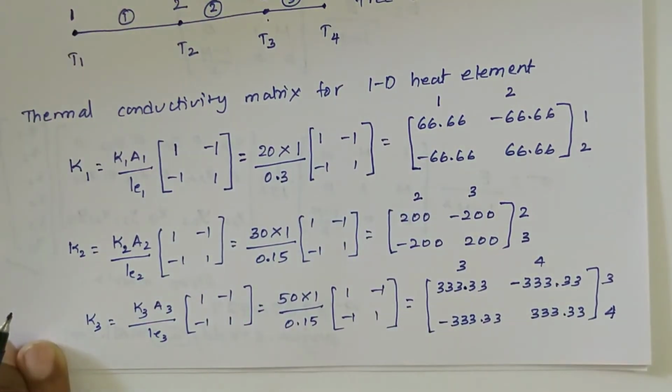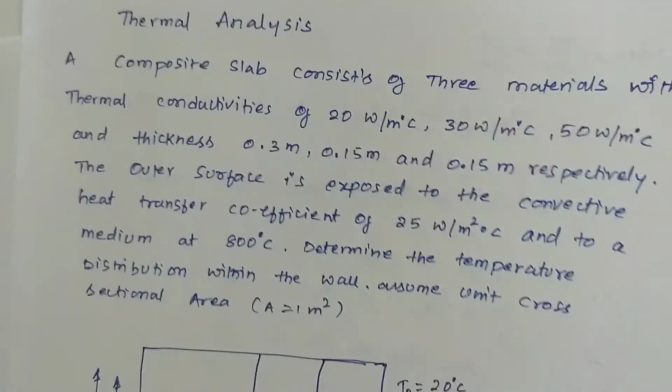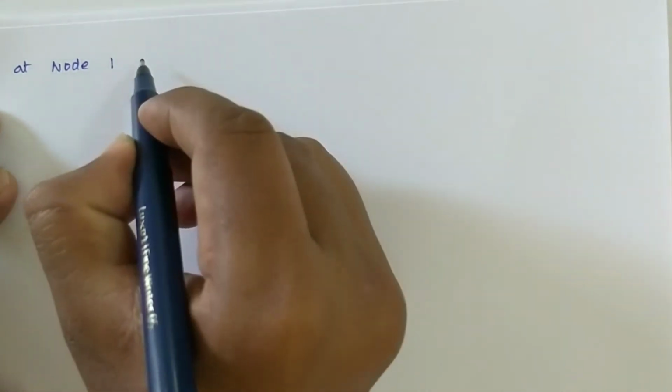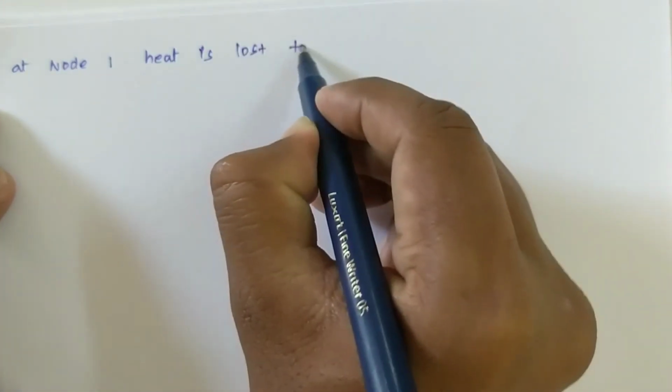Now we have to write the global stiffness matrix, or global conductivity matrix. Before writing the global conductivity matrix, note that at node 1, heat is lost to the surroundings.